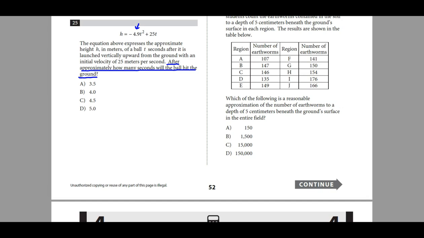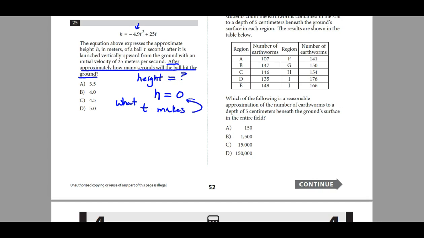So the big thing is, what is the height when the ball hits the ground? All right. Well, the height when the ball hits the ground is going to be 0. So basically, we got to figure out what t makes h equal 0.